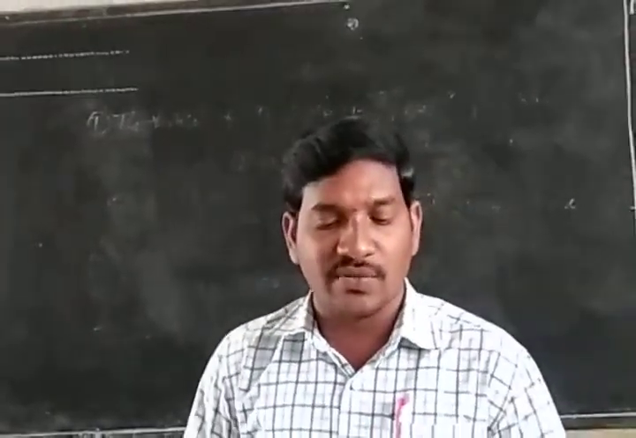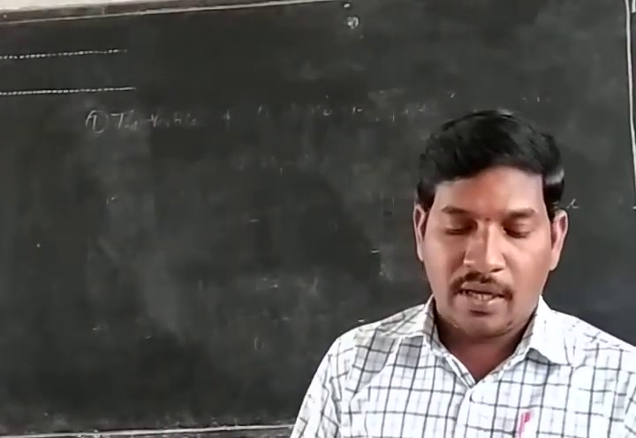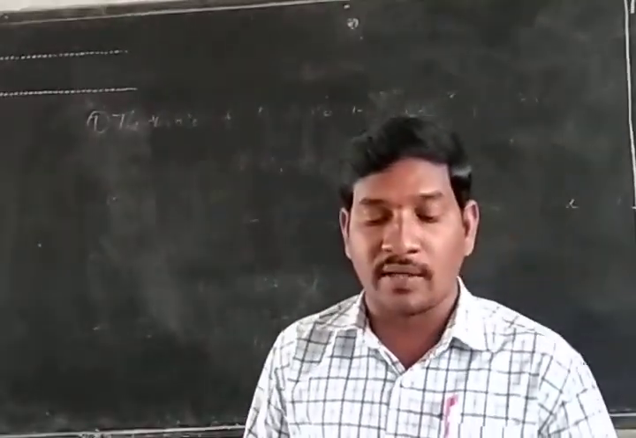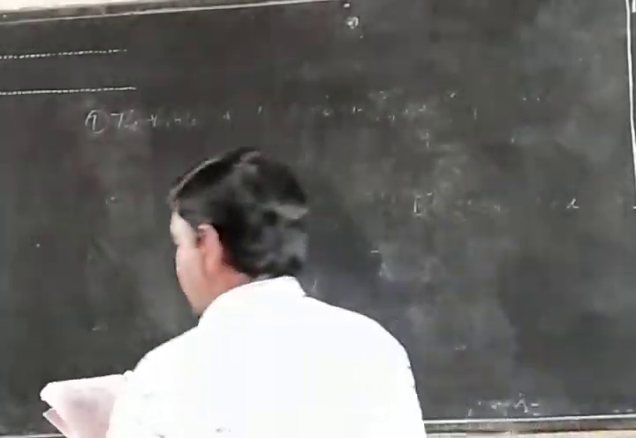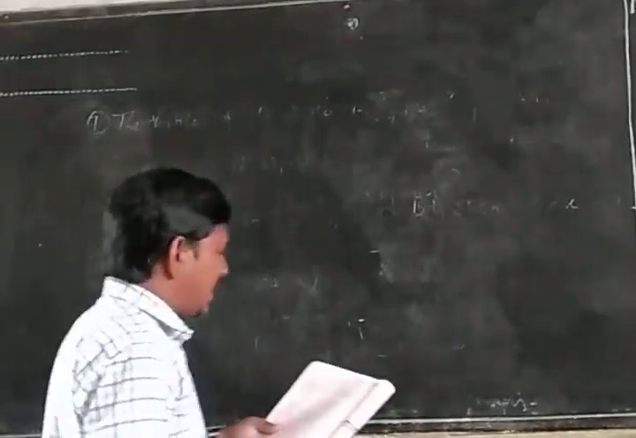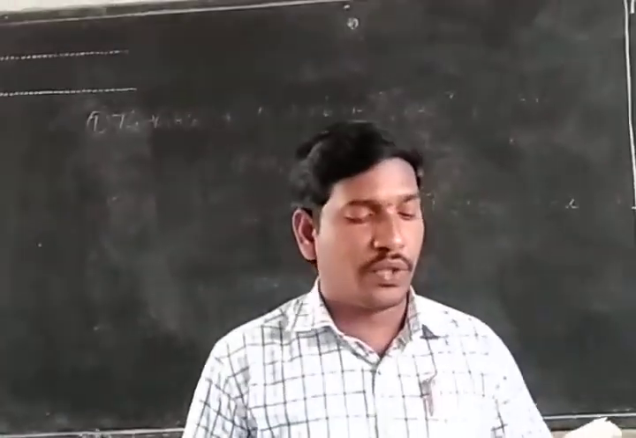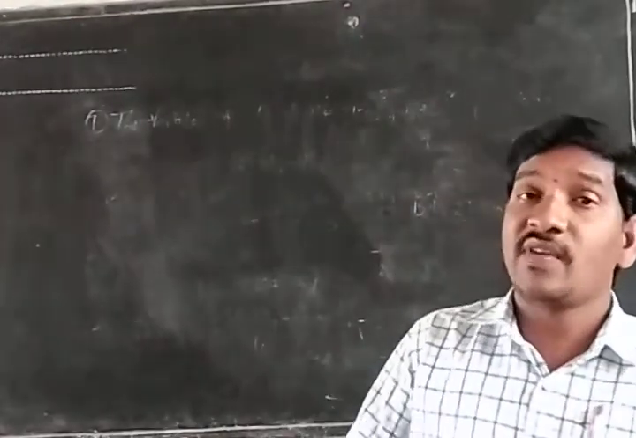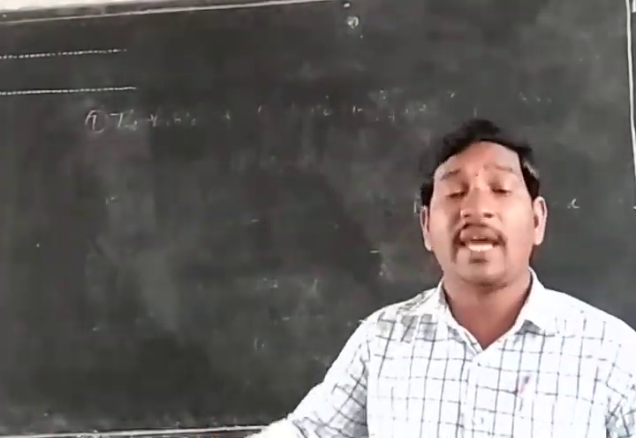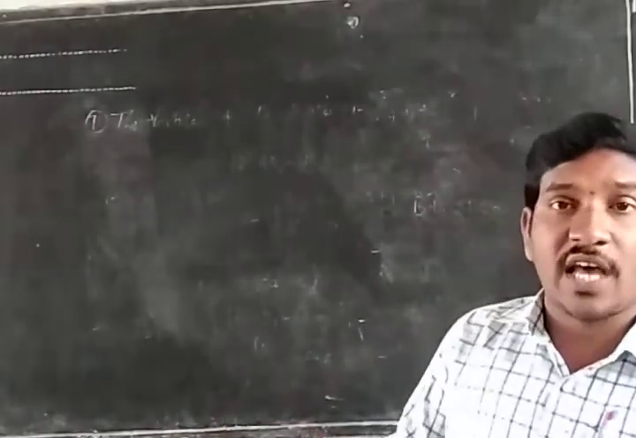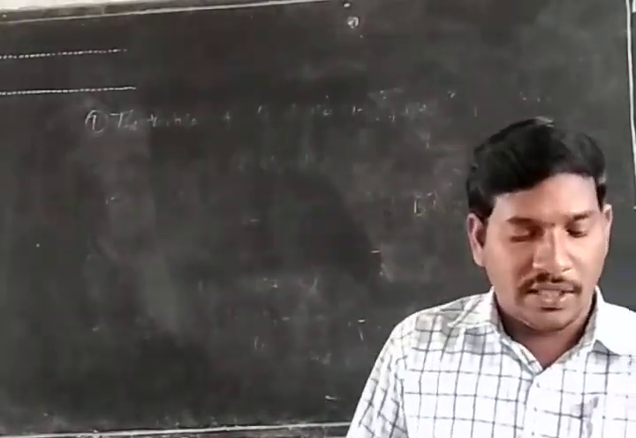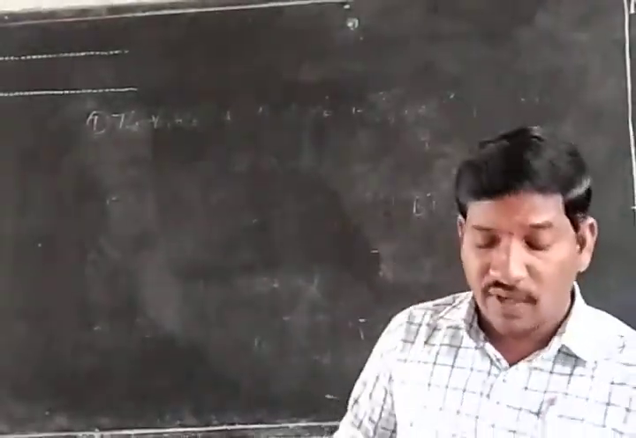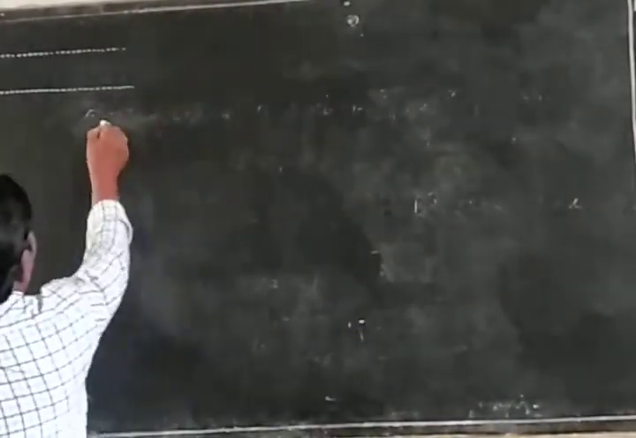Next, comprehension time. For the ellipse (x minus h) whole square by a square plus (y minus k) whole square by b square equal to 1, where a greater than b: center h comma k, eccentricity equal to root of a square minus b square by a, and foci h plus or minus ae comma k. So in the comprehension these are given.